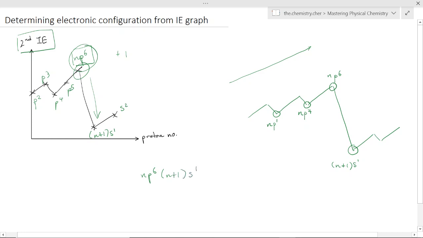Some questions will give you the value of N, some questions will require you to find the value of N. You simply have to count the number of species left in the graph, the number of electrons that are allowed, and then you will be able to figure out the answer. So that is essentially how we can determine the electronic configuration from an IE graph of successive elements.